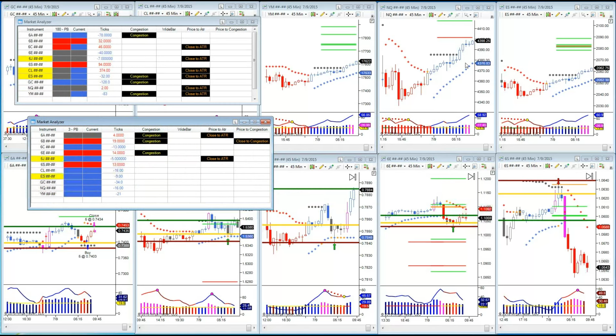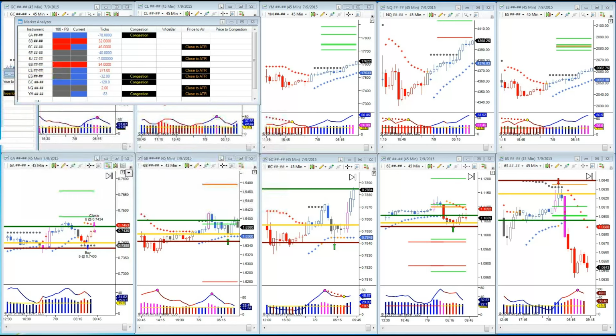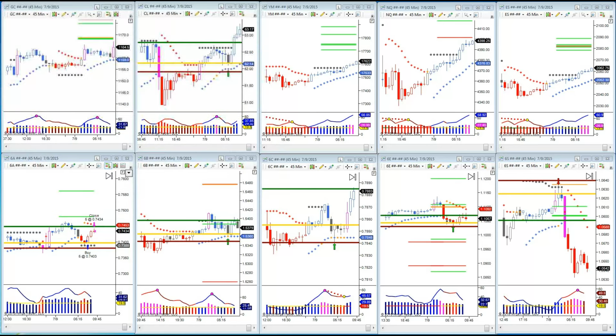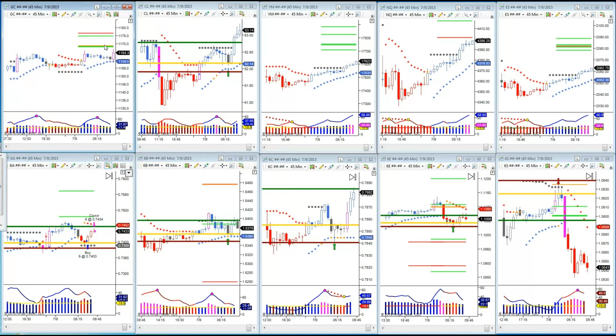In addition to that, we also have congestion zone lines that identify the support and resistance from higher time frames. Okay, so let's look at gold for a moment. You see, I've got a green line, a gold line, and a red line. Green lines tell me this is a support and resistance on a 180-minute chart. The gold line tells me this is a support and resistance zone on a 720-minute chart. The red line tells me this is a support and resistance area on a 1440.